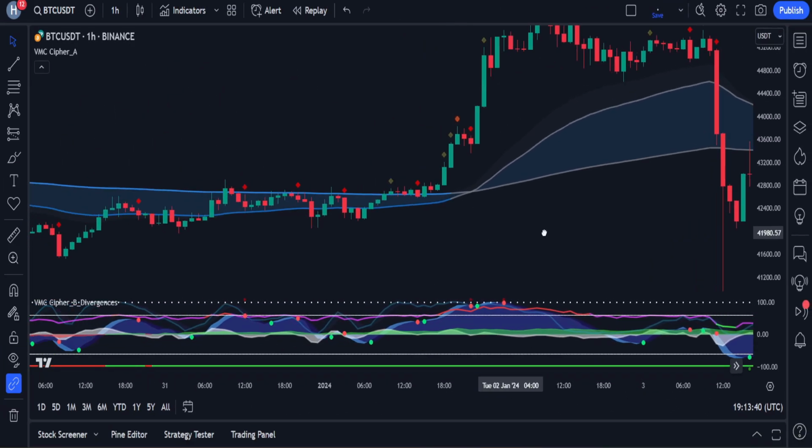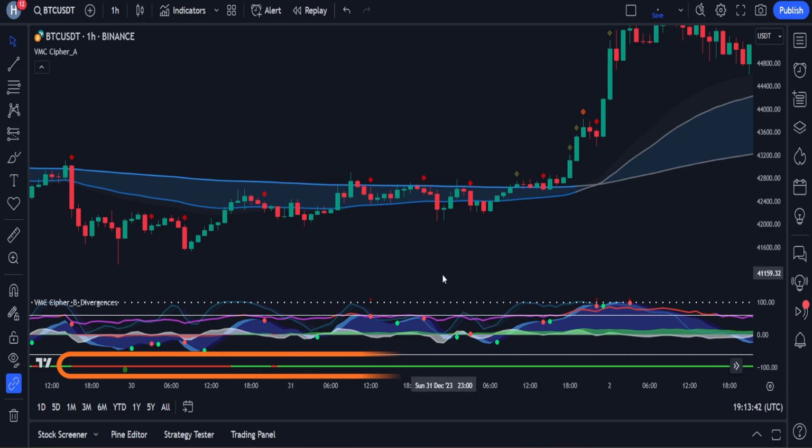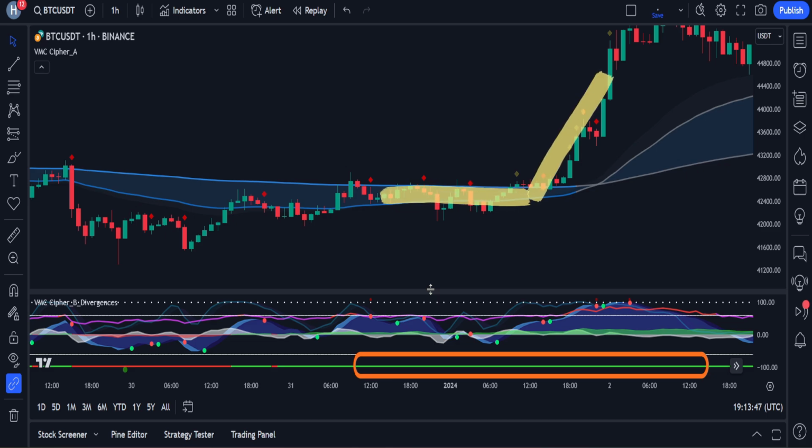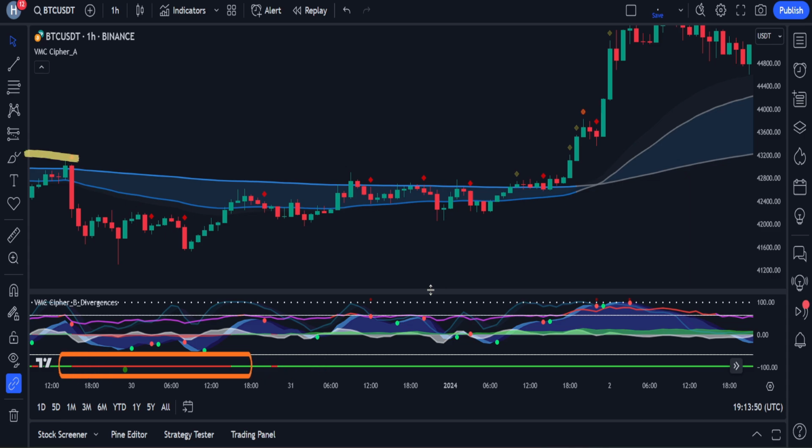Then we have this thick line that changes from green to red sometimes. This is called the money flow. So if it's green, that means money is flowing into the asset and you'll likely see a buying trend. On the other hand, if you see red color like it is here, that indicates that people are withdrawing their money out of this asset.